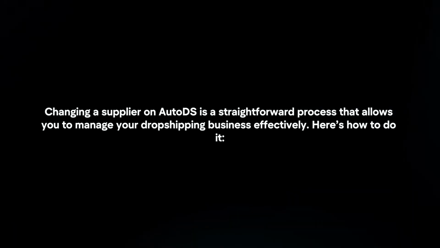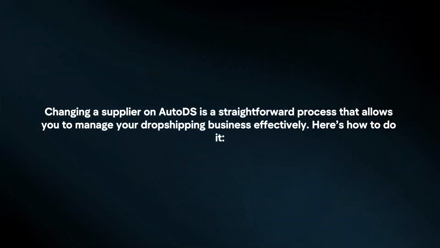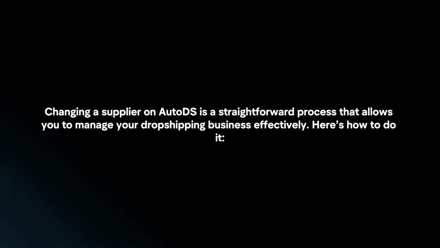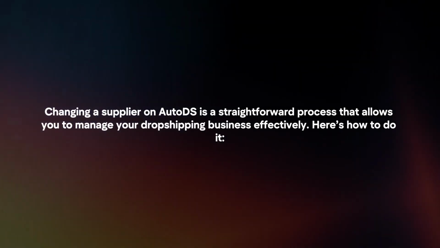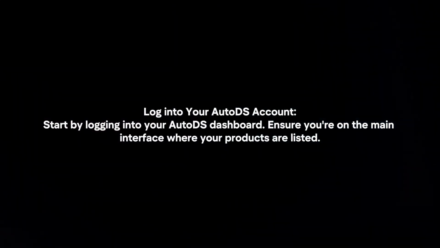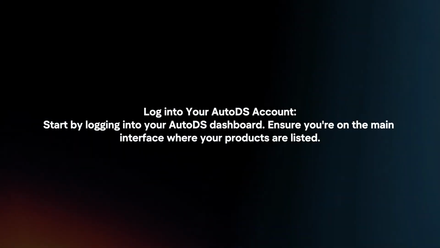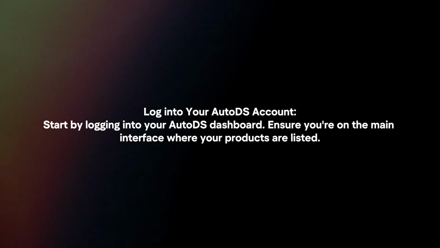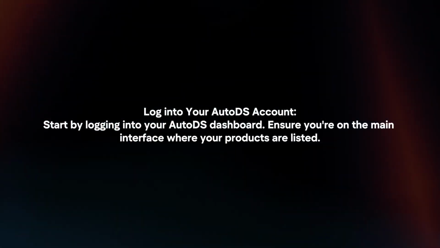Changing a supplier on AutoDS is a straightforward process that allows you to manage your dropshipping business effectively. Here's how to do it. Log into your AutoDS account. Start by logging into your AutoDS dashboard. Ensure you're on the main interface where your products are listed.